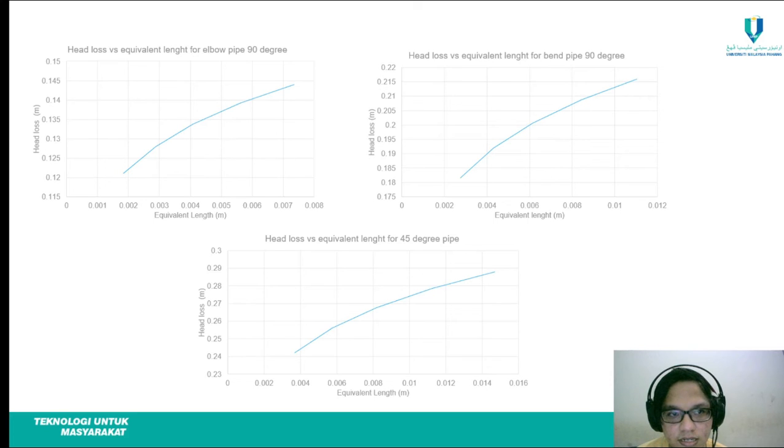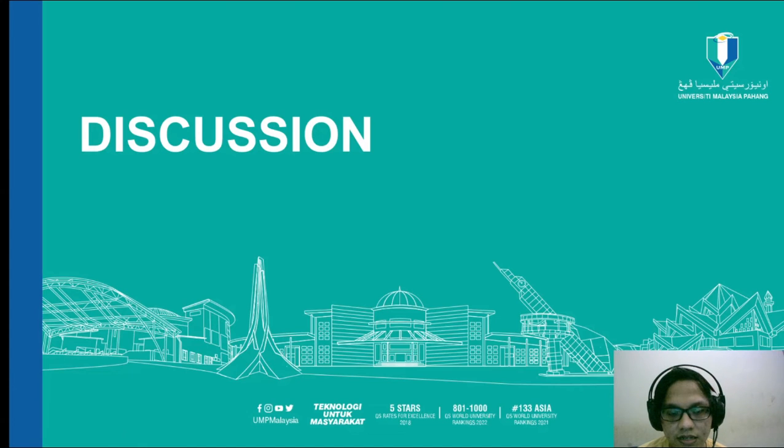Then here we can see the head loss versus equivalent length for the 90-degree elbow pipe, the 90-degree bend pipe, and the 45-degree pipe. All of them show the same trend, which is rising, as the head loss rises with the equivalent length. Then moving on to the discussion in the experiment.